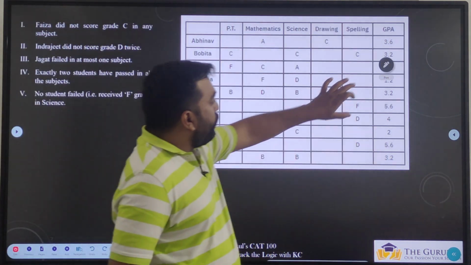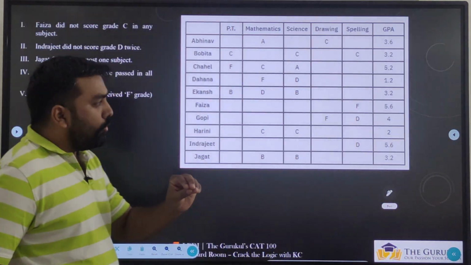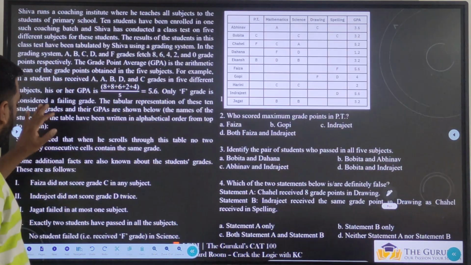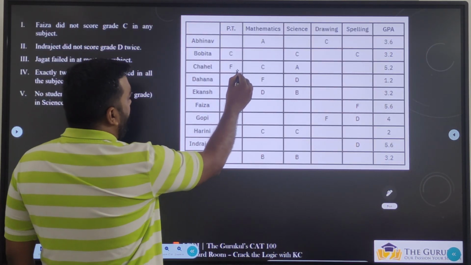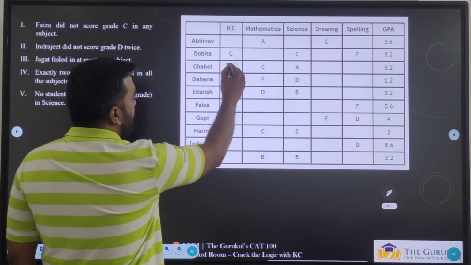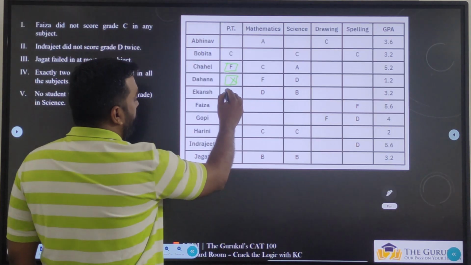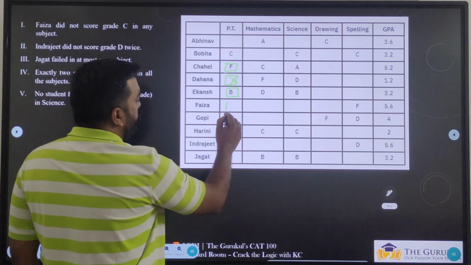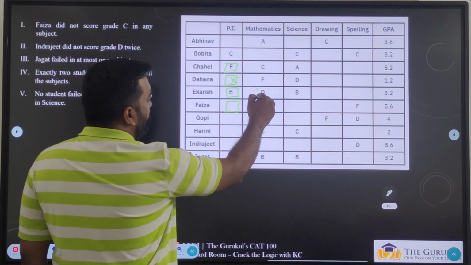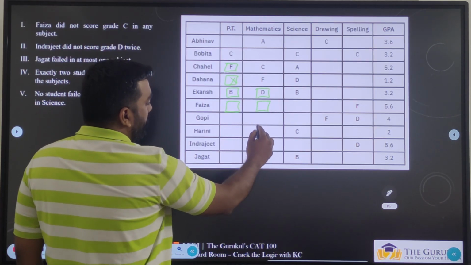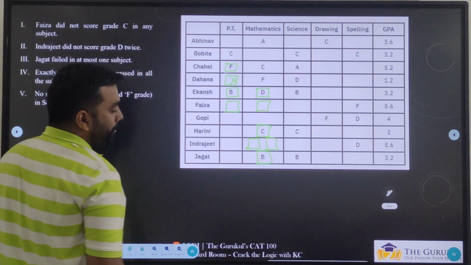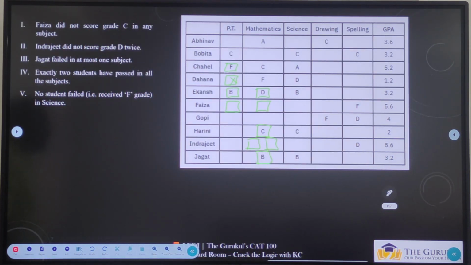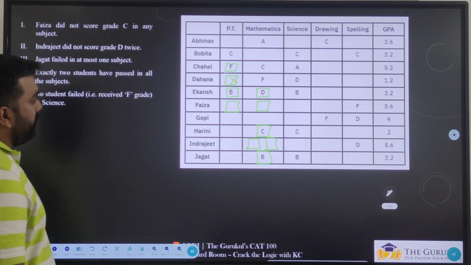So let's see, before we move on, a few things, note points which we need to understand from this. First thing, if some person got F over here, the cell below should not be F. If this is B, this should not be B. The same way, if this is D, this should not be D. If this is C, this should not be C. If this is B, this should not be. So no 2 consecutive are of the same grade. That is the first point.